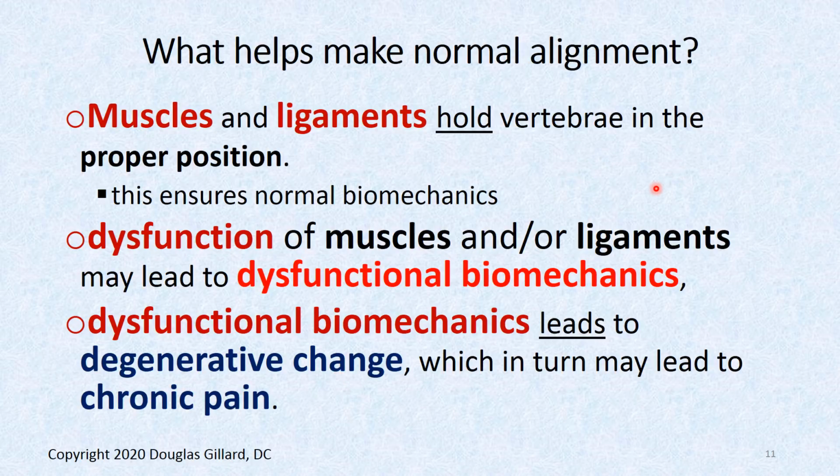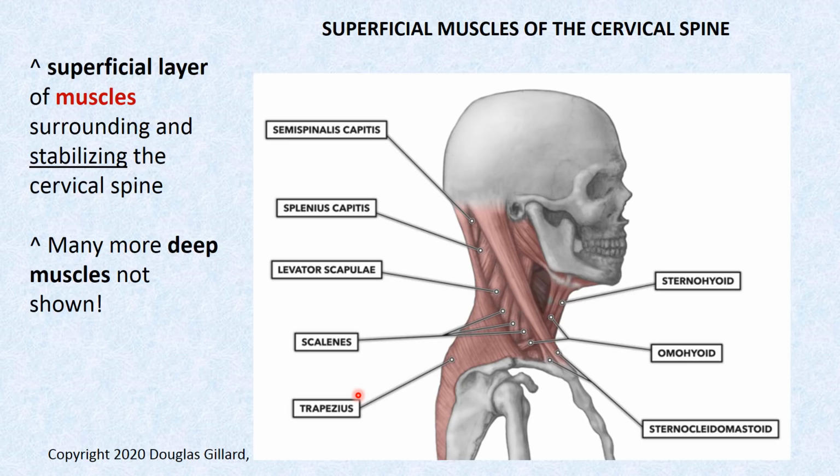Okay? All right. So dysfunction of muscles and ligaments can lead to screwed up biomechanics. Screwed up biomechanics wears out the motion segment and creates degenerative change, which can turn into, sometimes but not always, chronic pain. Some of the main muscles, so these are key muscles. Of course, you students studying for boards, you're going to need to know origins, insertions, nerve supply to all these muscles, the action of these muscles.